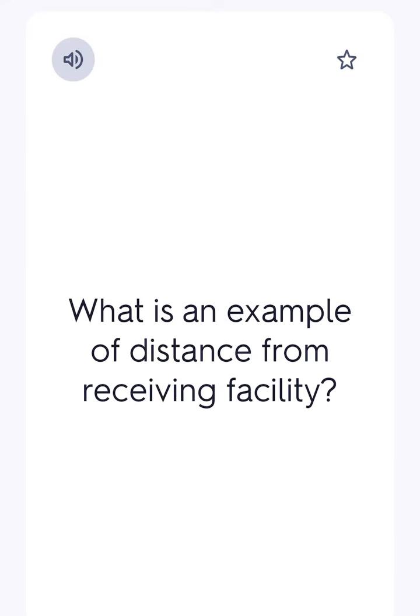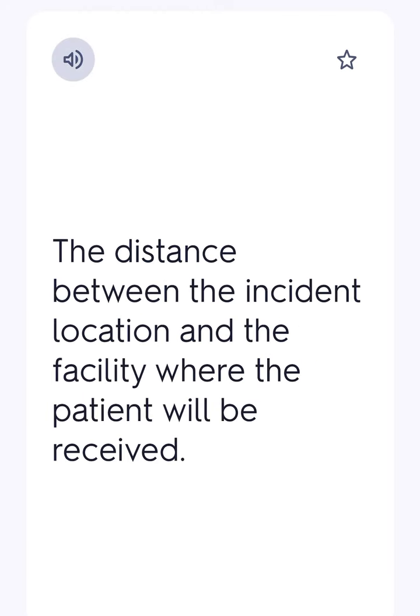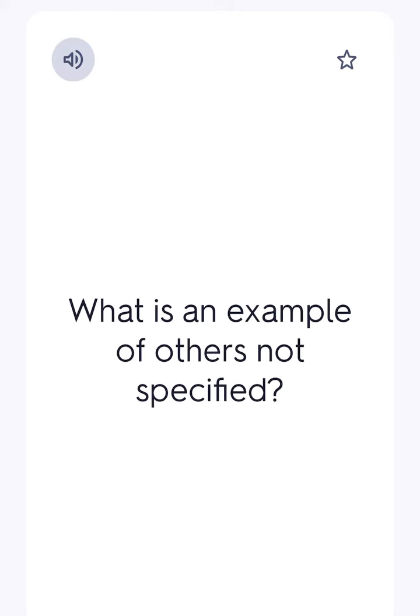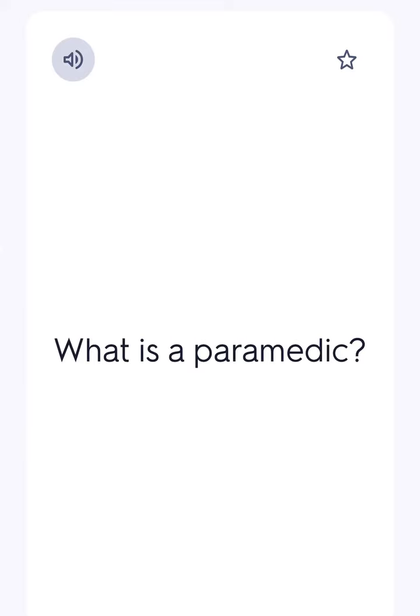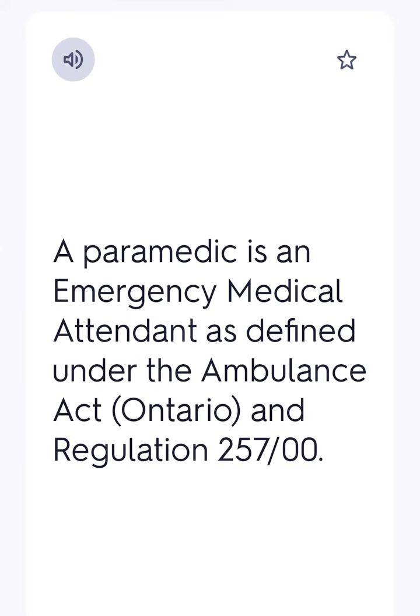What is an example of distance from receiving facility? The distance between the incident location and the facility where the patient will be received. What is an example of others not specified? Factors that are not explicitly mentioned, such as a language barrier. What is a paramedic? A paramedic is an emergency medical attendant as defined under the Ambulance Act and Regulation 257/00.